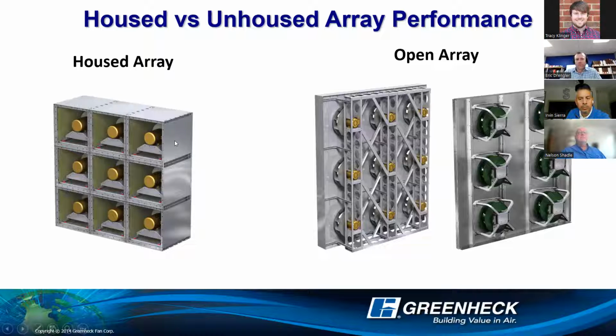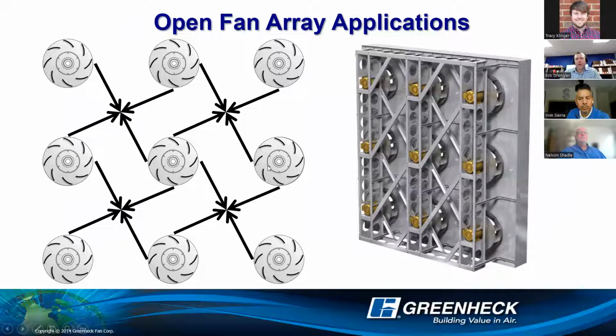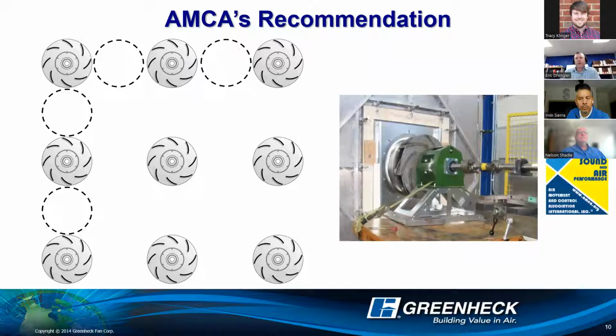is just n times the quantity of fans. On an open array, when you start getting communication between the fans, depending upon the size of the impeller, the speed of the impeller, and the amount of airflow that you're moving, they start communicating with each other, and that results in a loss of efficiency. And AMCA recommends one wheel diameter between wheels when you put fans in parallel. That's generally a rule of thumb, having one impeller diameter between the wheels to get catalog performance.